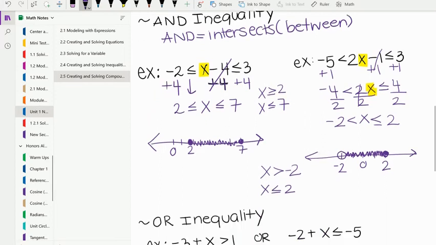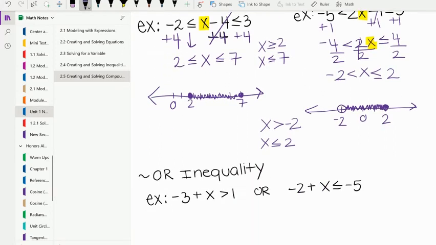Our last thing is an or inequality. So or inequality is going to be meaning going away from each other. So it would be greater than a big number but less than a small number. So the nice thing about an or inequality, it gives it away because it'll say the word or. So it should be pretty obvious.